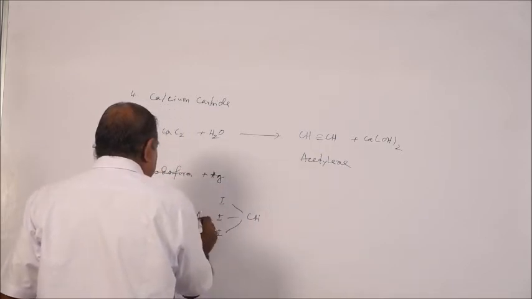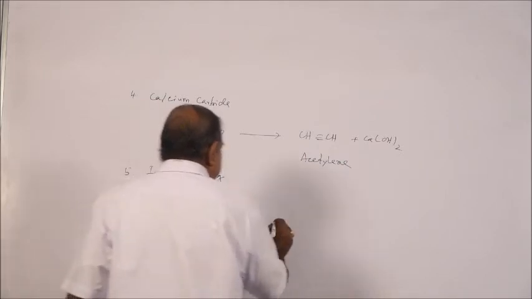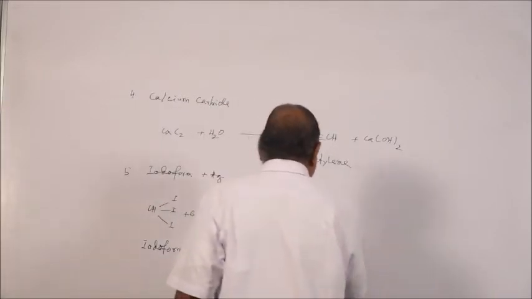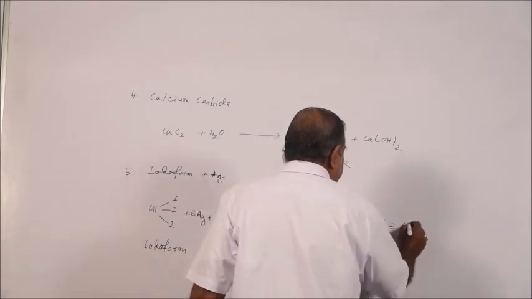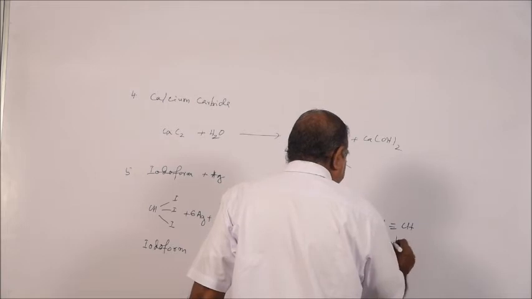Here 6 silver atoms on heating give you 6 molecules of silver iodide plus acetylene. So, these are the few methods of preparation of alkynes. Next we shall proceed to its chemical properties. As usual, it will undergo addition reactions because it is an unsaturated hydrocarbon.